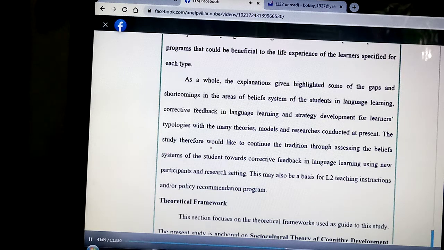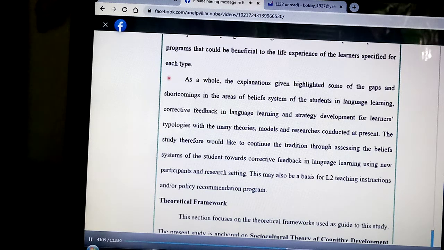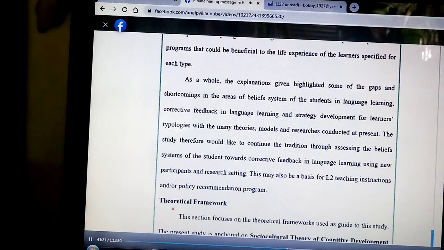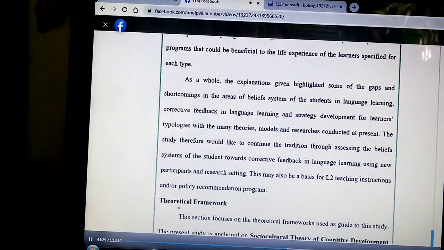Eto, kinopya niya na lang to. Siya na lang tapos nito. Pero basically, ganito po yung itsura ng ating last paragraph in your review of related literature and studies. And you observe, last paragraph niya, ang next part na po is yung theoretical framework. So makikita nyo po, when you're done, umuusad na po kayo in your chapter 1 and chapter 2. So this is the sample format.